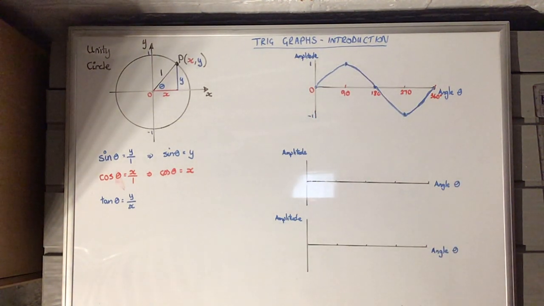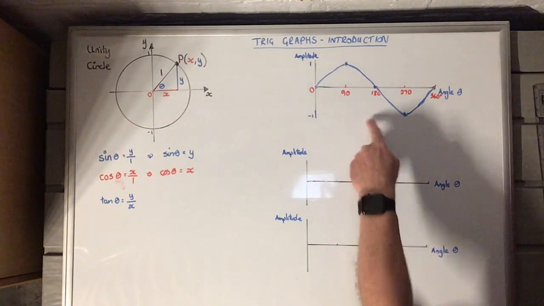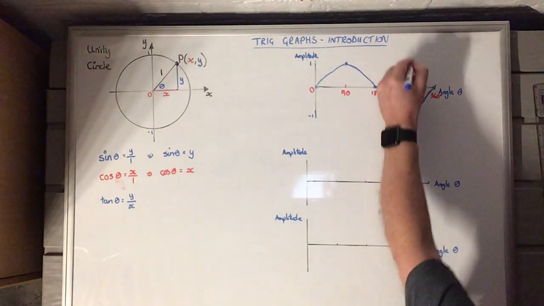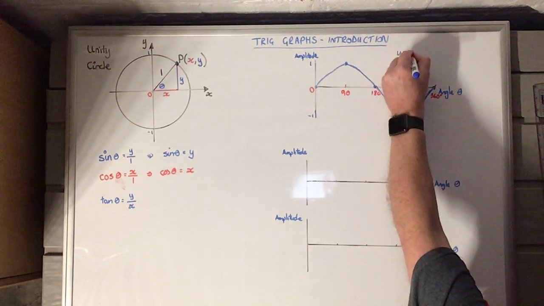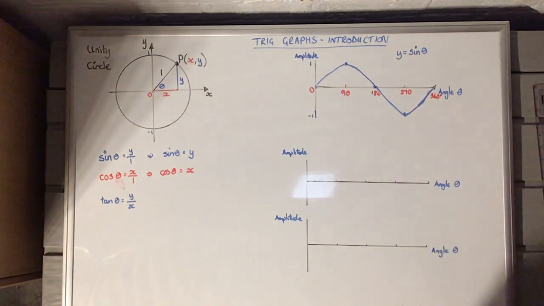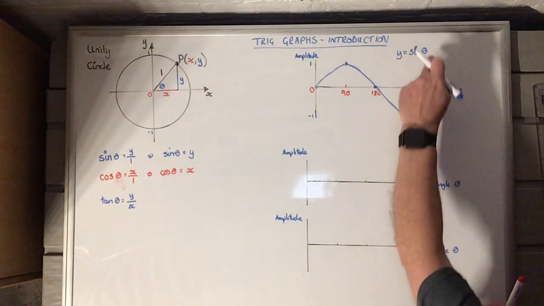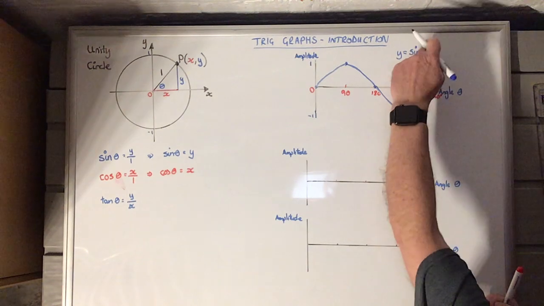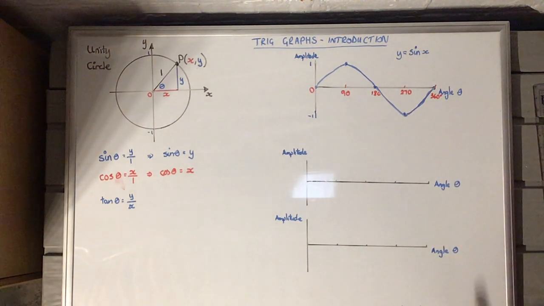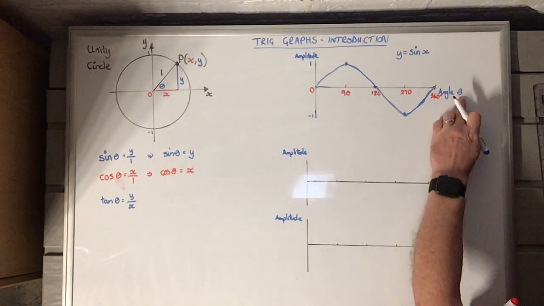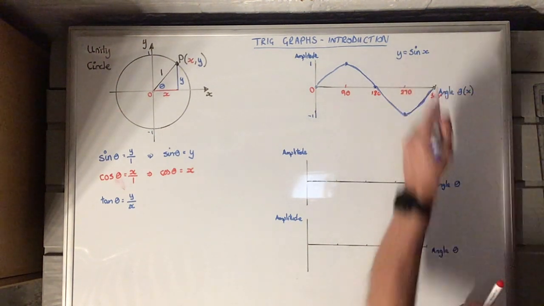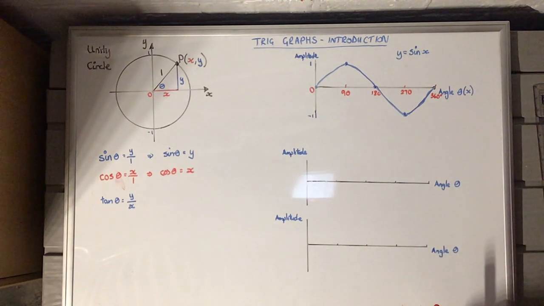So what are you expected to know? Well, you're expected to be able to draw that sine graph. So that graph is y equals sine theta. Lots of times we replace the theta by x, so we just call it x. You'll see in lots of textbooks they just call it y equals sine x. But the theta is an angle. I just put x there because that's what we normally see in textbooks.